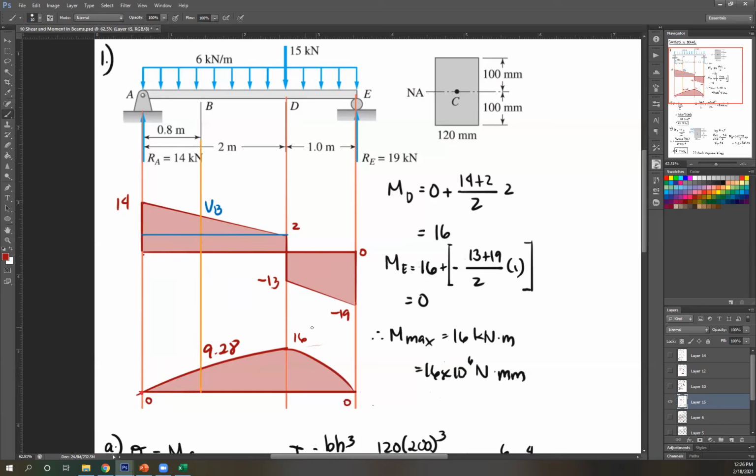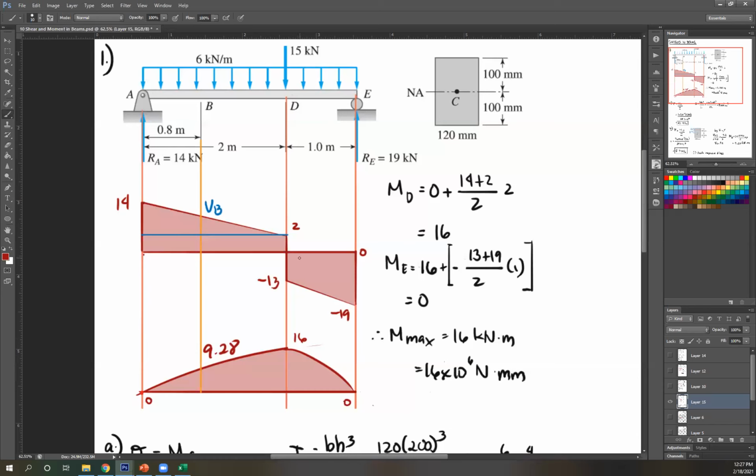Then how much will it increase? So I want to know this value, right? From A to D. So again, that's just the area. So from our equation, let's call this point MD. So MD is just your starting point, MA, plus area of your shear diagram. So MA is 0 plus area of shear diagram. This is a trapezoid. So base 1 plus base 2 over 2 times height. So base 1 is 14. Base 2 is 2, over 2 times height, or length, or width, which is 2 meters. So times 2. Solving for that, you get 16. Okay, so you go up by 16.